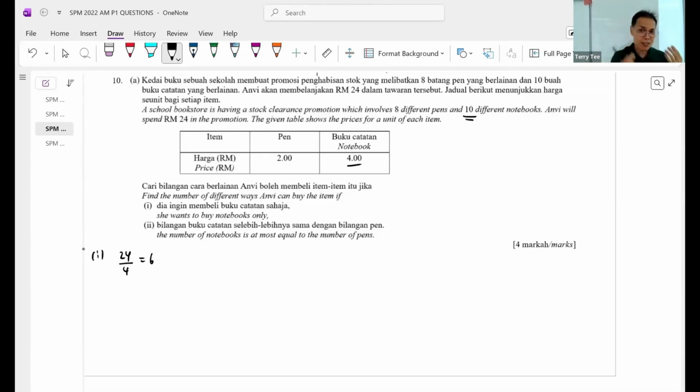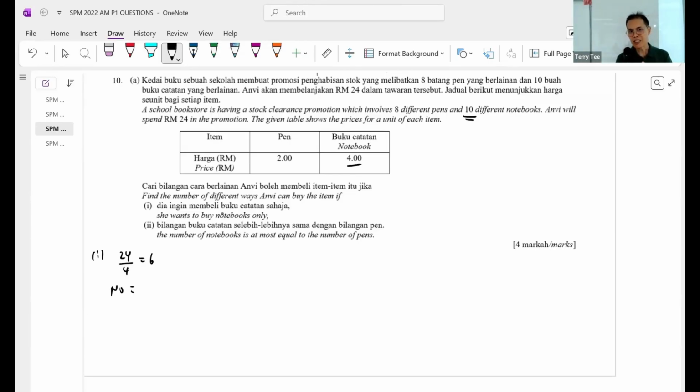Now, a lot of people couldn't see. It's actually a combination. It's not permutation. A lot of 10 different notebooks, I'll buy any 6. Doesn't matter. I buy notebook 1 first, followed by notebook 3, followed by number 4. The order is not important. So what matters is, what are the notebooks that you have? How many combinations of notebooks you can get, right?